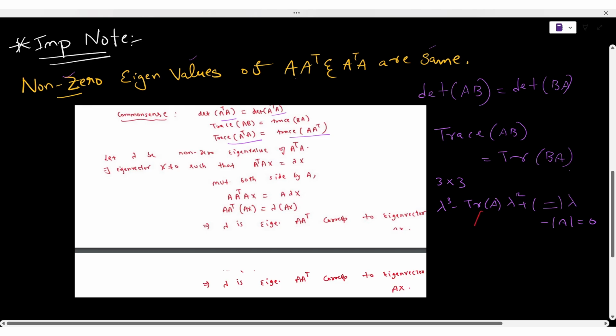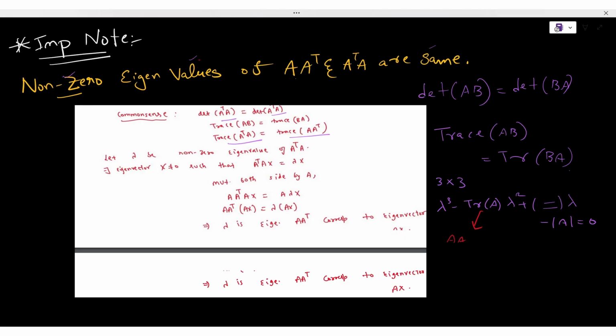Here the trace for A into A transpose and A transpose into A is the same, and the determinant of A into A transpose and A transpose into A is the same. So the eigenvalues only depend upon the leading diagonal coefficient, that is the coefficient of lambda. That will also be the same.